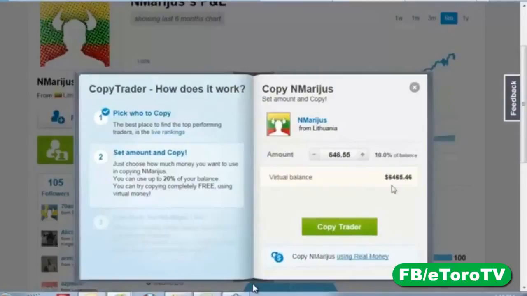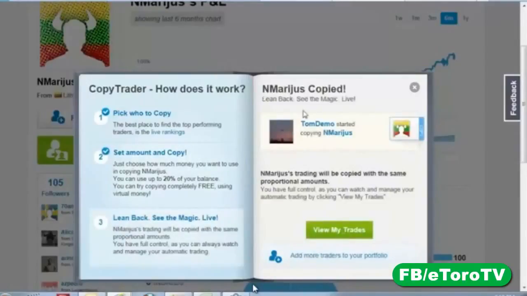Okay, I have $6,465 remaining in my virtual balance. I choose to dedicate about $1,150 to this trader. I'm clicking copy trader, and boom. Here we are. Lean back, see the magic live. From now on, everything that this trader will do I will do the same with proportional amounts.